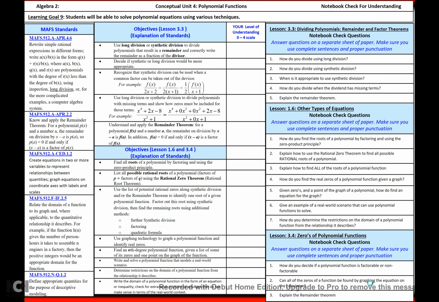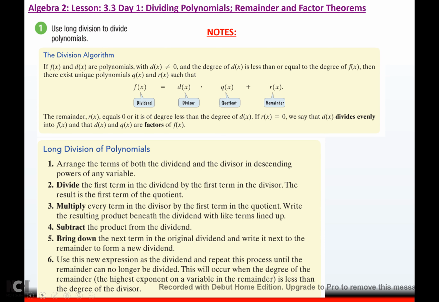We are going to start talking about dividing polynomials. We're going to learn about long division today and synthetic division today. To do long division, let me take you back to, I don't know, 3rd grade maybe, when you first started doing long division with real numbers.